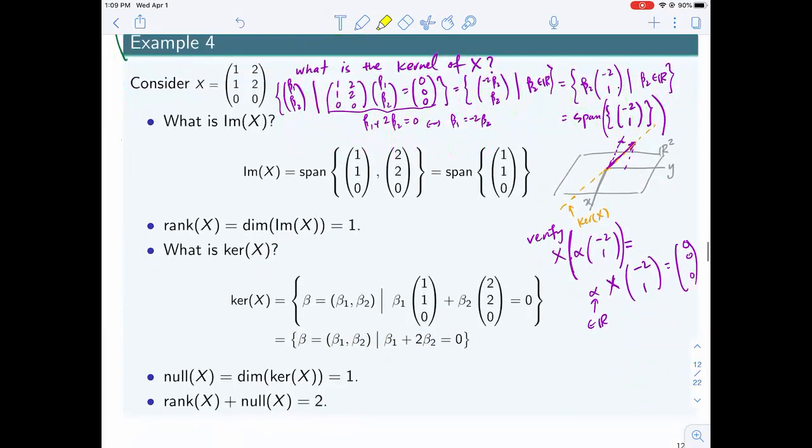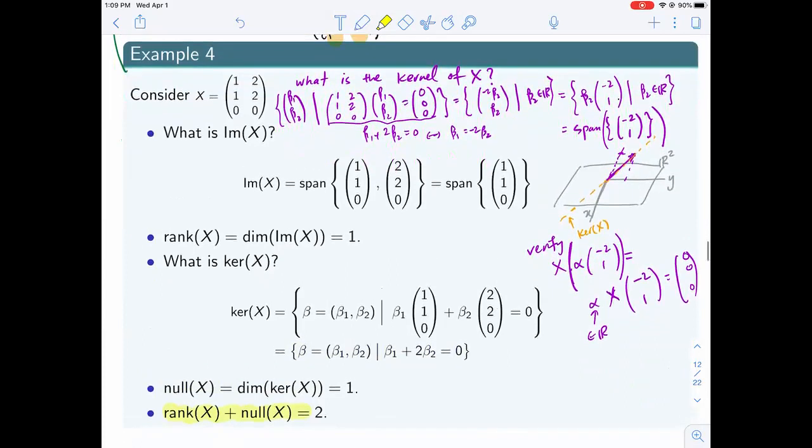And in this case, we have this identity, which hopefully we'll talk about later, if you have seen rank-nullity. The rank of X plus the nullity. The dimension of the kernel is sometimes called the nullity. So nullity is 1, rank is 1. They add up to 1. Sorry, they add up to 2.